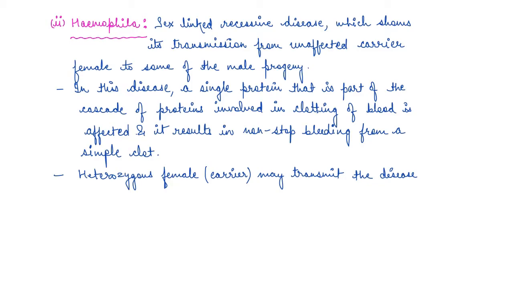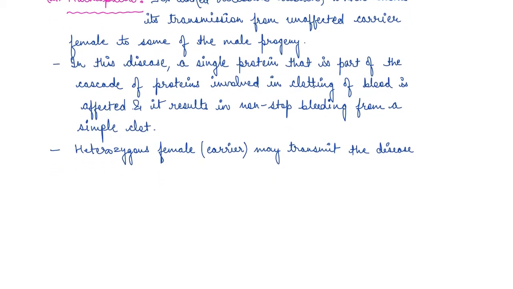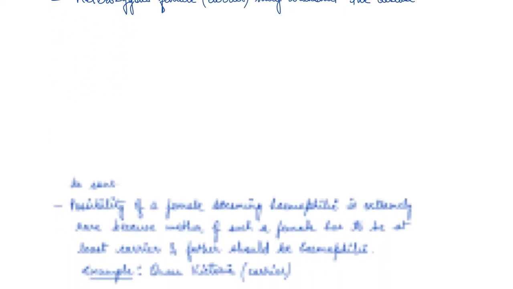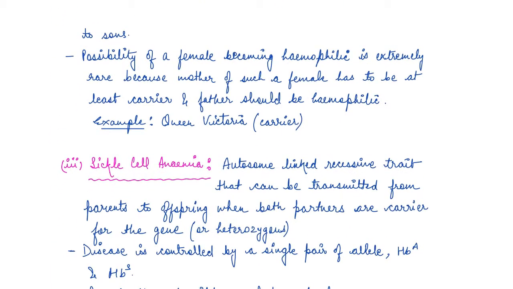So the heterozygous female, which is a carrier, may transmit the disease to sons, right? Now the possibility of a female becoming hemophilic is extremely rare because for that, the mother of such a female has to be at least a carrier and the father should be hemophilic, right? Which is very difficult.